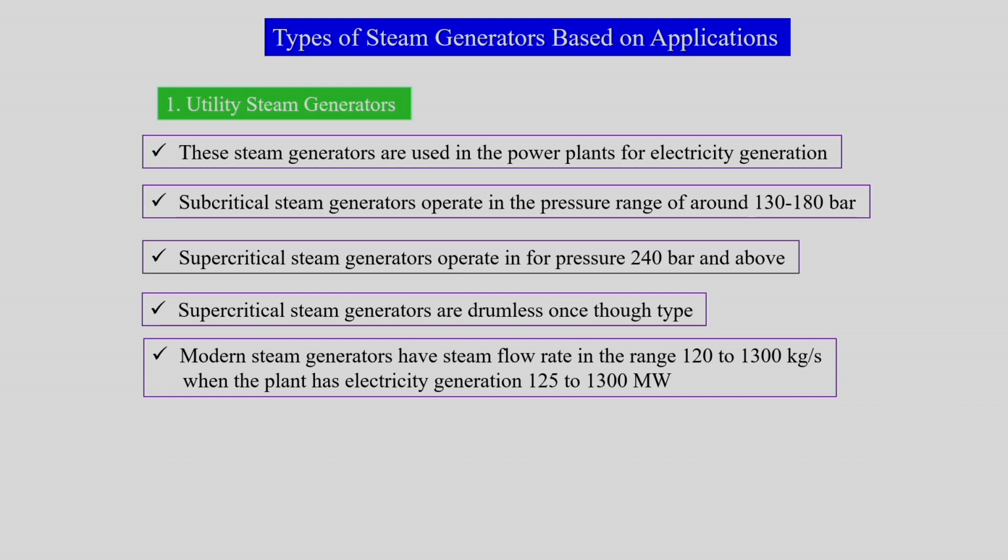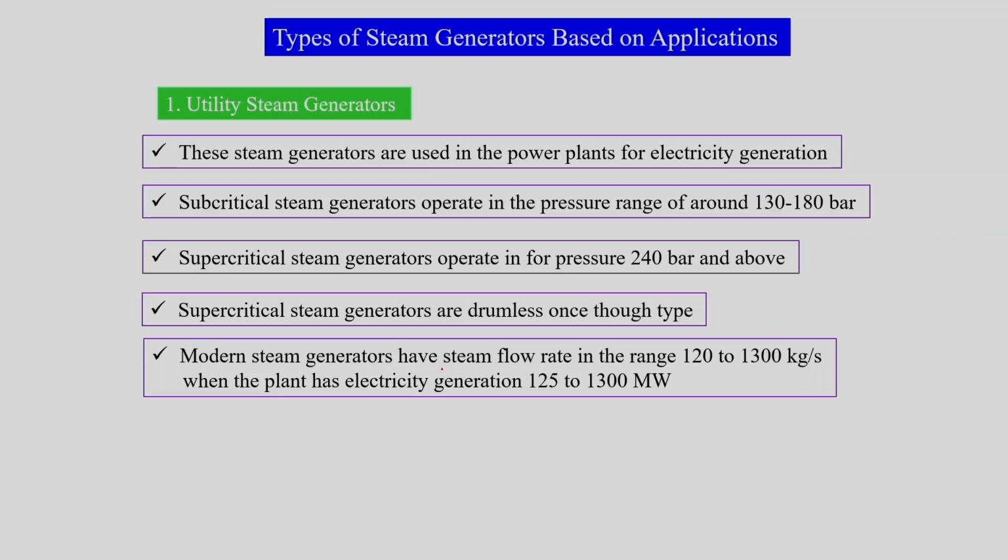Then modern steam generators have a steam flow rate, which in our Rankine cycle we were calling the specific steam consumption. For the turbine we needed a certain amount of steam flow rate, and that is what we indicate here as steam flow rate or steam rate. The steam rate is as high as 120 to 1300 kg per second when the electricity generated is around 125 to 1300 megawatt.